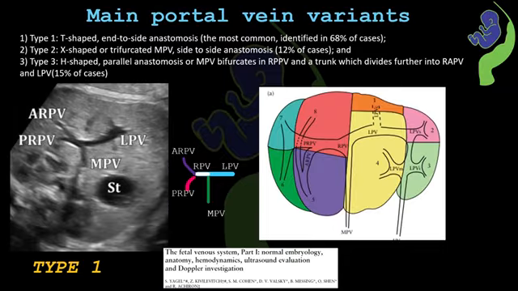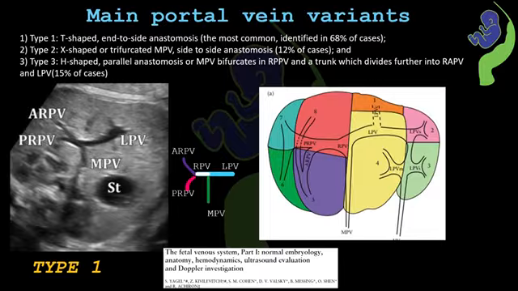The branching pattern of the main portal vein has been classified into 3 major types. Type 1 is the most common pattern, seen in nearly 68% of the fetuses, and this is the classic T-shape and end-to-side anastomosis. The main portal vein joins the portal sinus to give the left portal vein on the left side and the right portal vein on the right side. The right portal vein further divides into anterior right portal vein and posterior right portal vein. Take time to go through the ultrasound image and the line diagrams. You will understand it better.